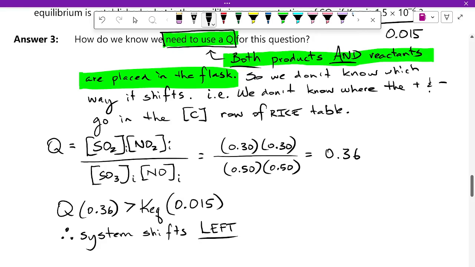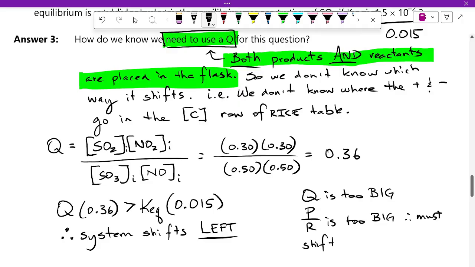And if you're like, why left? Then what I want you to do is say Q is too big. That means products over reactants is too big. So we need to shift away from the products. Oh, wasn't the other one too big? Always think about Q. KEQ is perfect. KEQ is perfection. Q is either too big, too small, or it is also perfection. Yes?